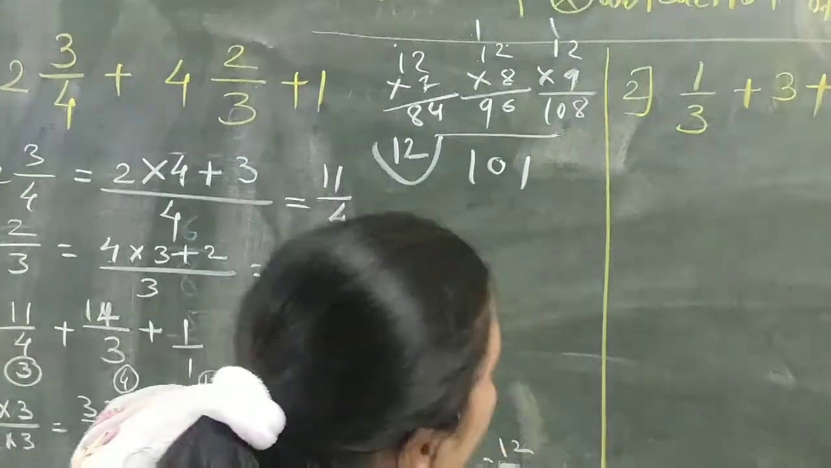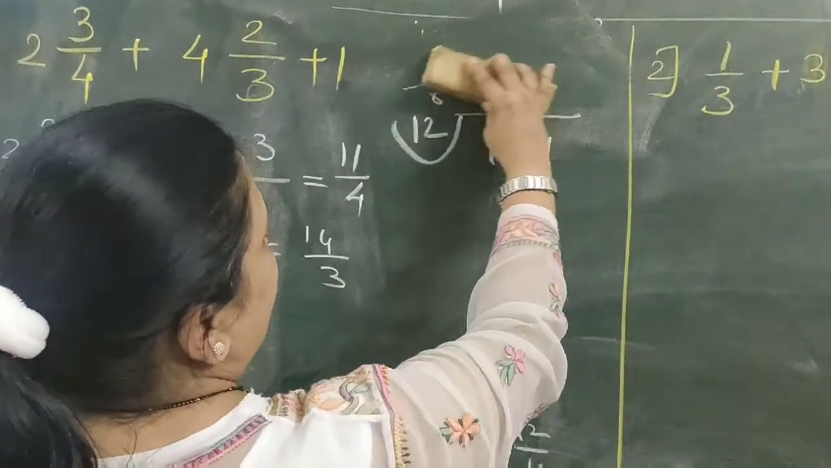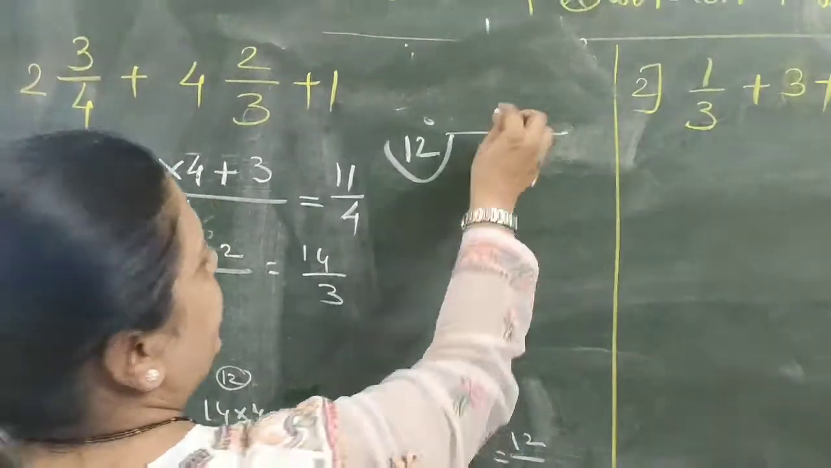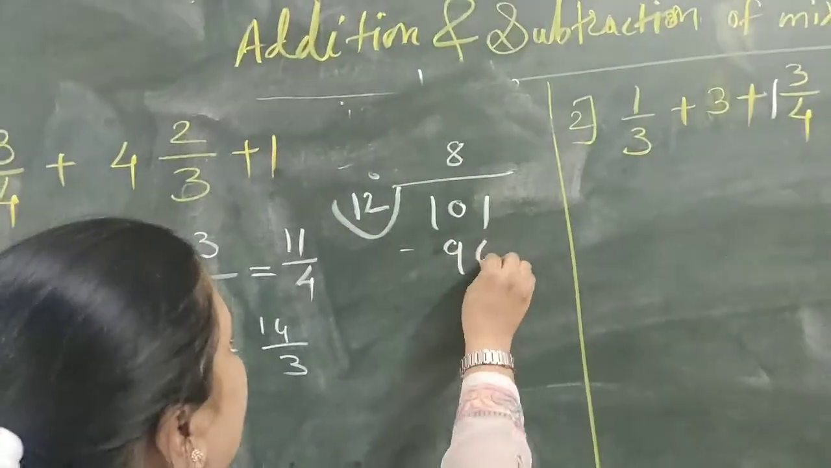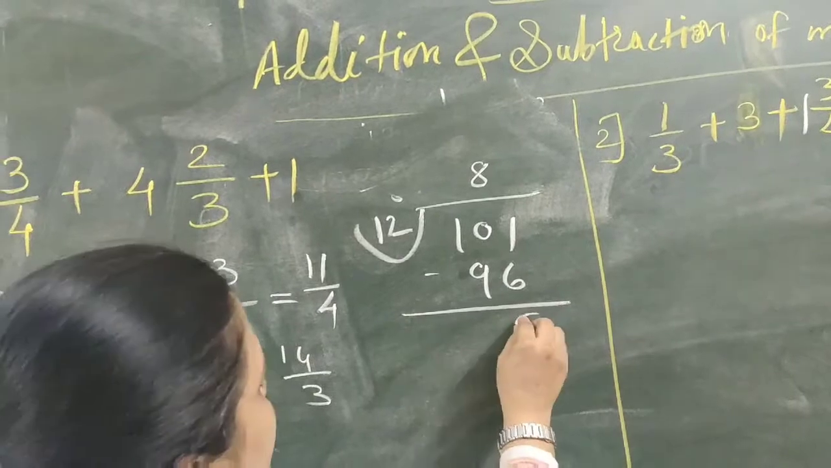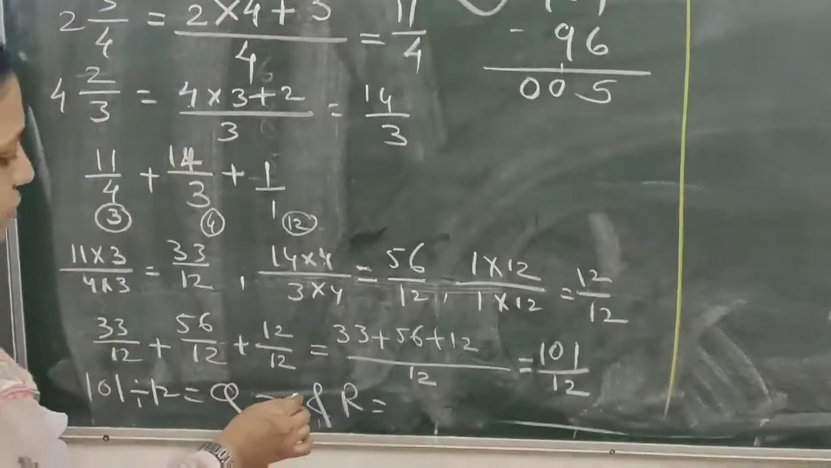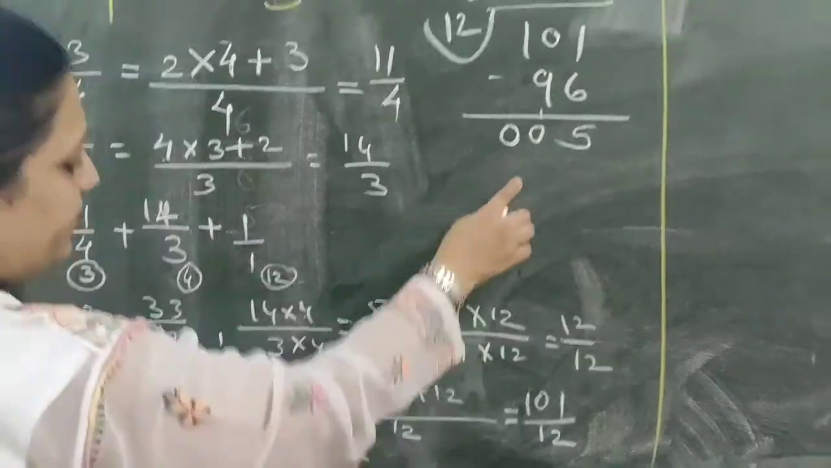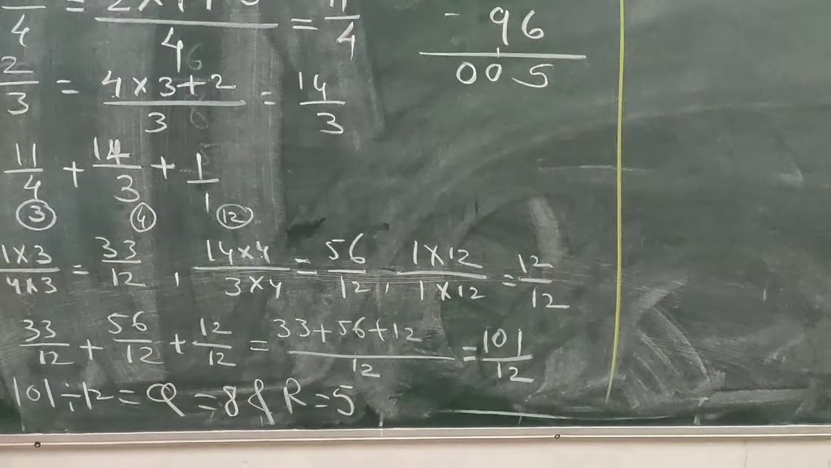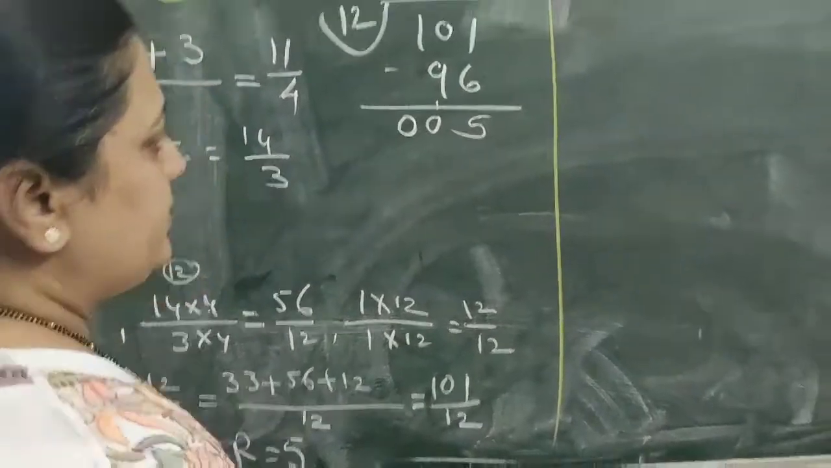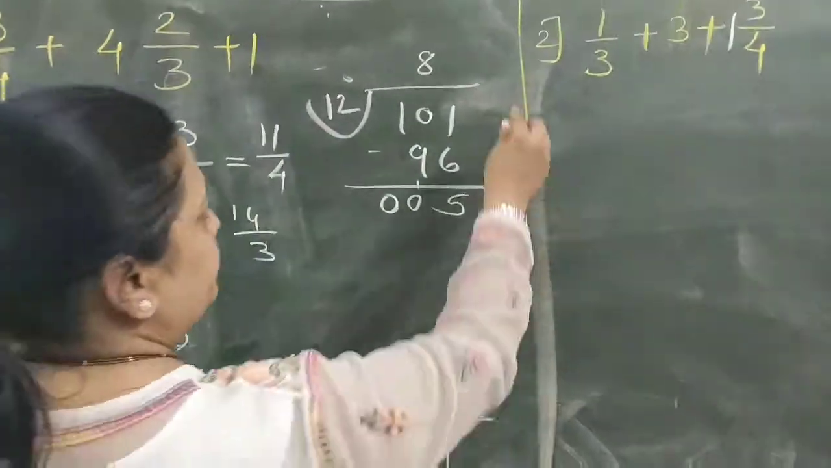So here what will be there? 12 8s are 96. So here we will take 8, and here 96. Then what is the answer here? 5. So what is the quotient here? Quotient is 8 and remainder is 5. So what is our answer here, children? See here.